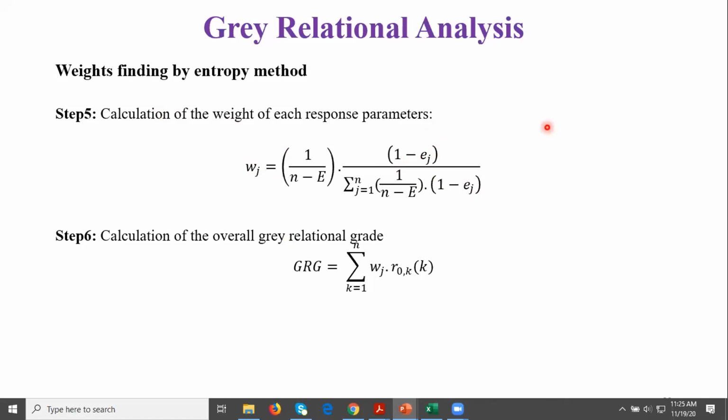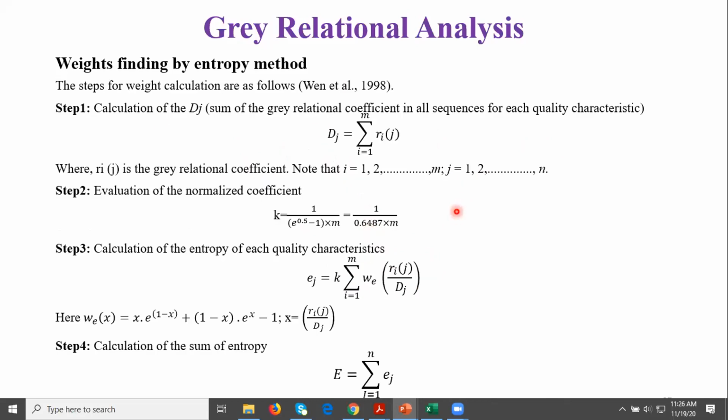Then after this, you have to find the gradation grade. For that entropy value, you take the gradation coefficient and multiply, then you can get the gradation grade. These are the formulas. Up to the gradation grade coefficient, you use the same formulas I explained in the previous one. To find the distribution coefficient, here we are using the entropy method.